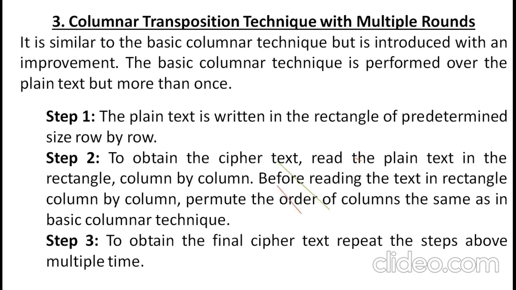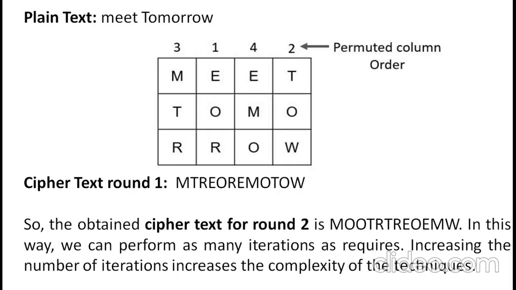Let us have the example. This is the plain text, MEET TOMORROW. Again, we have stored it row by row. Now what happens? Ciphertext round 1. When you perform the first round of the cipher, you can get it.